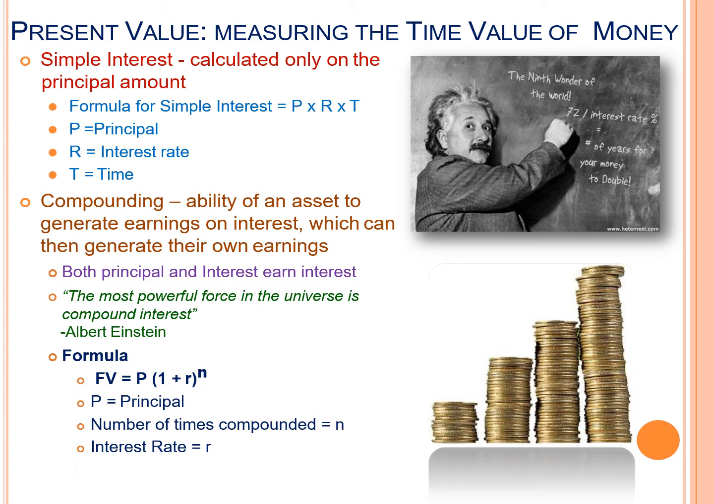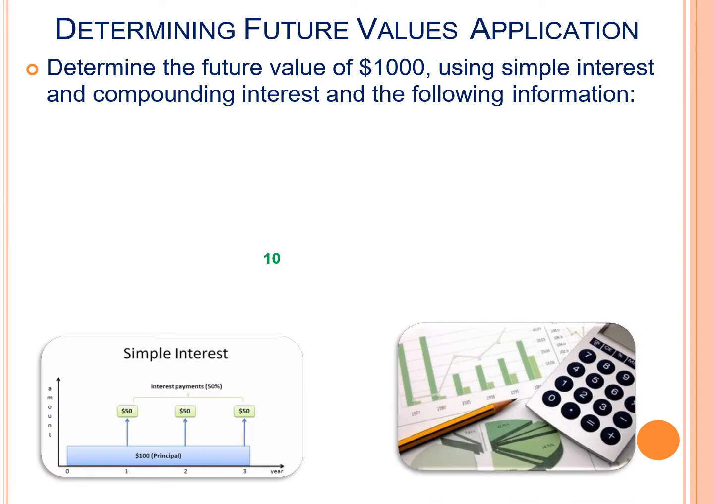So you can see there it's an exponent, right? N is the exponent. So let's take a look at an example of how we would use this future value formula to answer a question about finance. Let's determine the future value of $1,000 using simple interest and compounding interest.